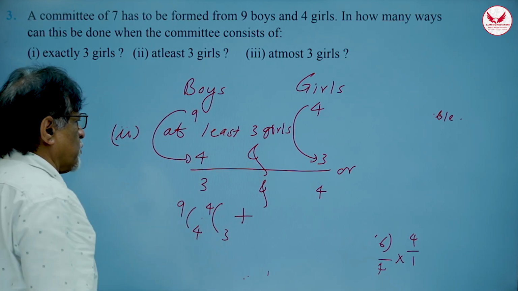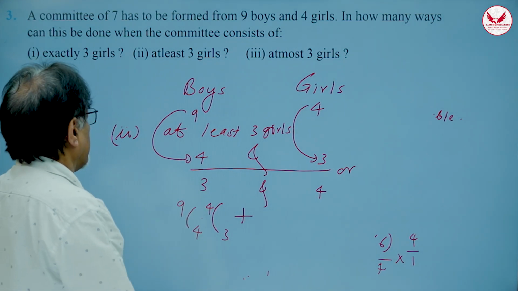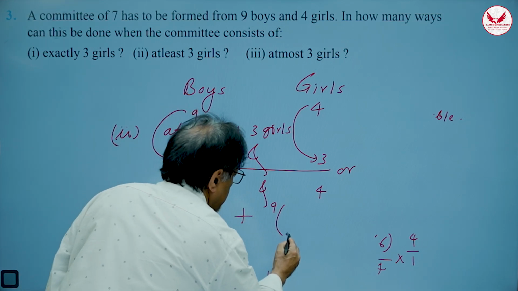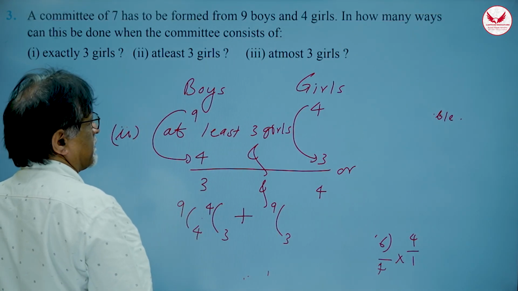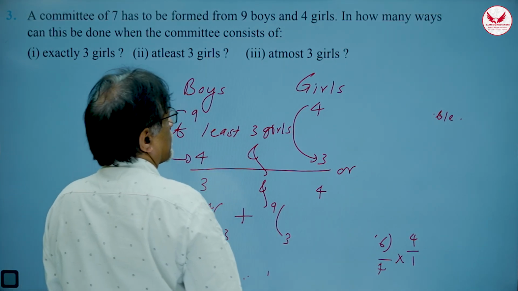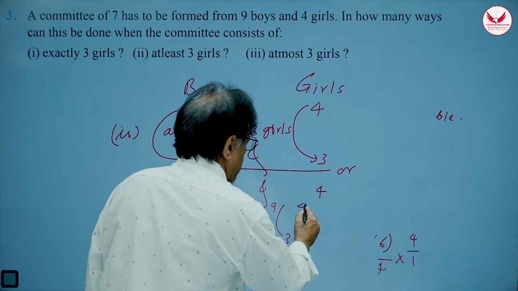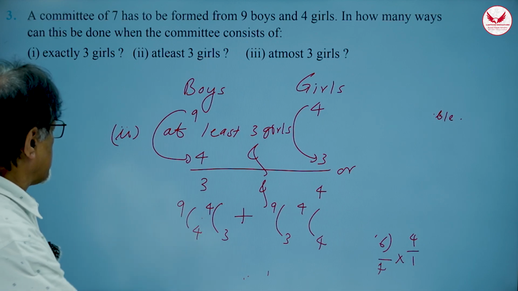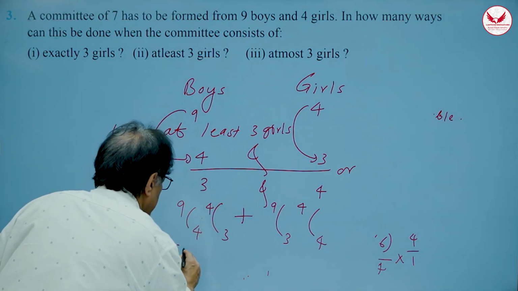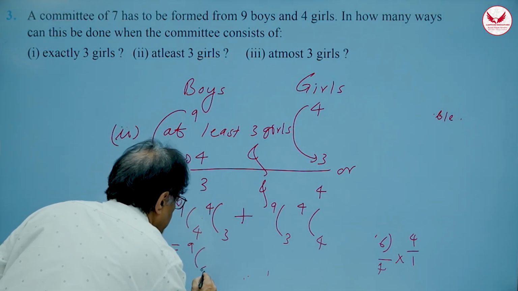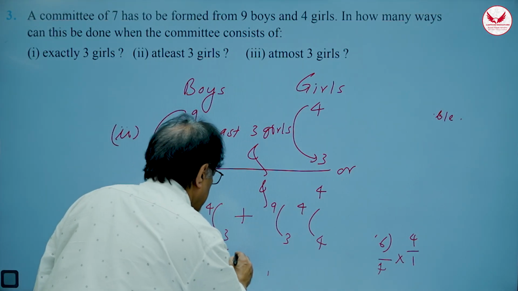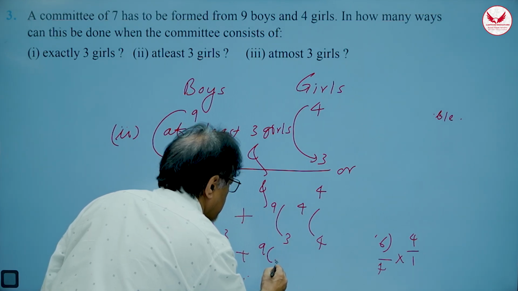Plus, because the job has an alternative way of doing it, right? So you can select 3 boys out of 9 in 9C3 ways, and you can select all 4 girls. That can be done in how many ways? 4C4 ways. Okay. Now, what does that mean? As I said, this becomes 9C4, but this becomes 4C1. Okay. And this becomes 9C3.